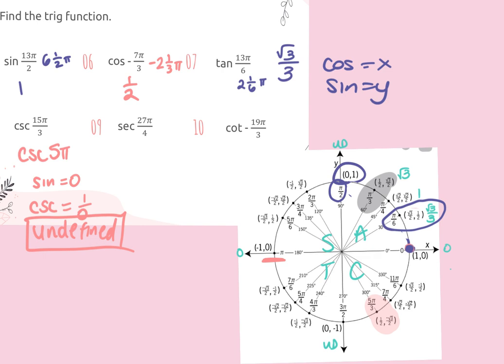Secant of 27 pi over 4, put that into a mixed number. This is 6 and 3/4 pi. 6 is even, it goes to the right. 3/4 now goes past the halfway mark to the 3/4 in that quadrant. Secant is the reciprocal of cosine. If I flip negative root 2 over 2, I get negative 2 over root 2. We're basically unrationalizing something that was already rationalized. And that gives me negative root 2.